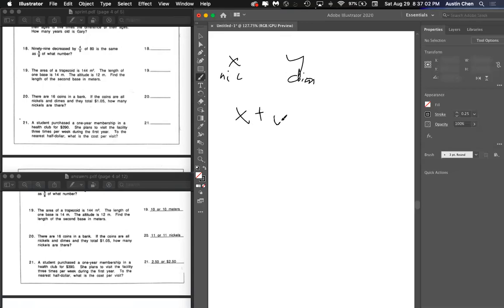So all the coins are nickels or dimes, right? We know there are a total of 16 coins. So that means X plus Y is going to equal 16. And they total $1.05. So if we talk about it in cents, the value of the nickels will be 5 times X, and the value of the dimes will be 10 times Y. And this will equal 105 cents. So now we just solve it. You can multiply this equation by 5, or you can divide that by 5. Or you can do a lot of things.